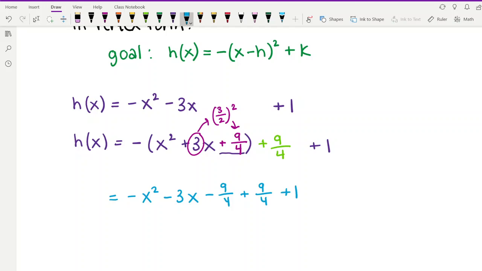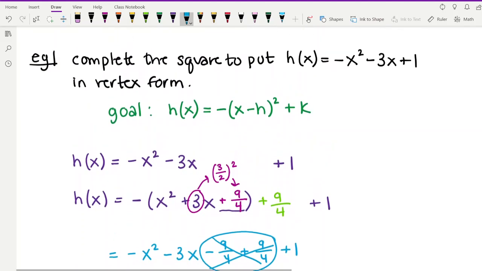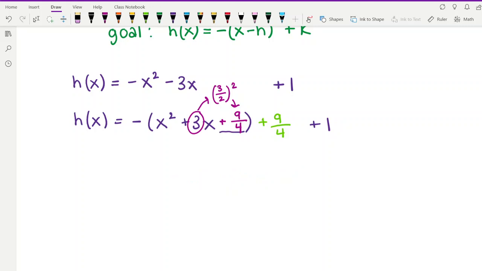And so what will happen is these two will cancel each other out and we'll be left with negative x squared minus 3x plus 1. And that's exactly what we started with. So you can really see if you multiply it out that truly we subtracted 9/4, even though it looks like we added it. And so the correct thing to do to compensate is to add 9/4.